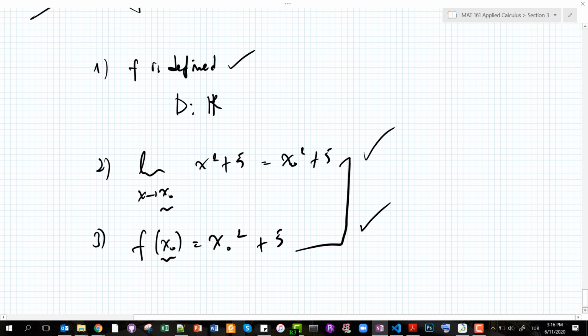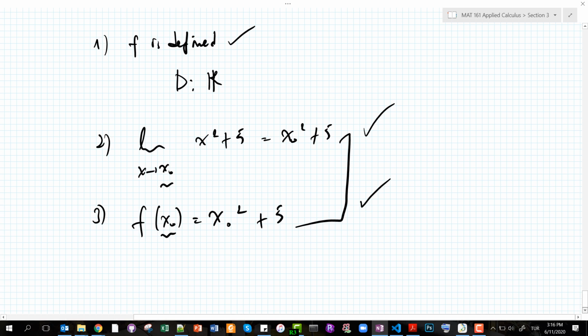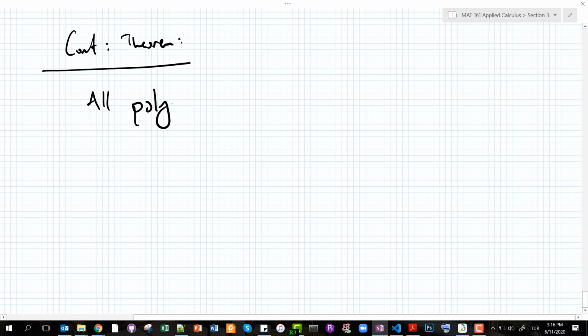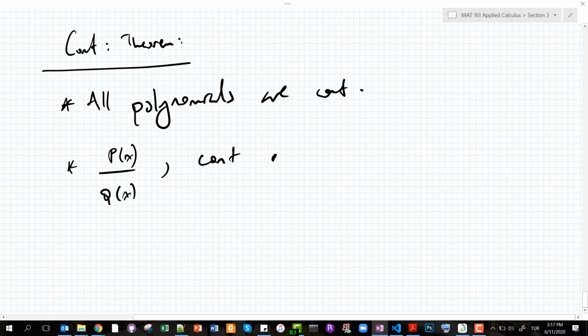And we can just expand this definition to all polynomials. So from now on, this is going to be one of the continuity theorems, guys. So all polynomials are continuous functions. And if you look at the rational type of functions, these are continuous except where q(x) is not equal to 0. So you can just say it in this way.